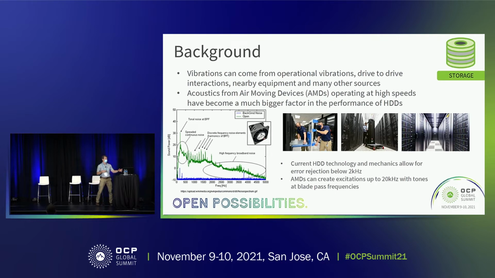On the left is just a sample of one fan. The blue on the bottom is just background noise, and the other plot is the frequency range. You can see you get a lot of broadband noise out to about 20 kilohertz, and you get a lot of spikes, these tones, usually blade pass frequencies. All of these things can affect the drive.